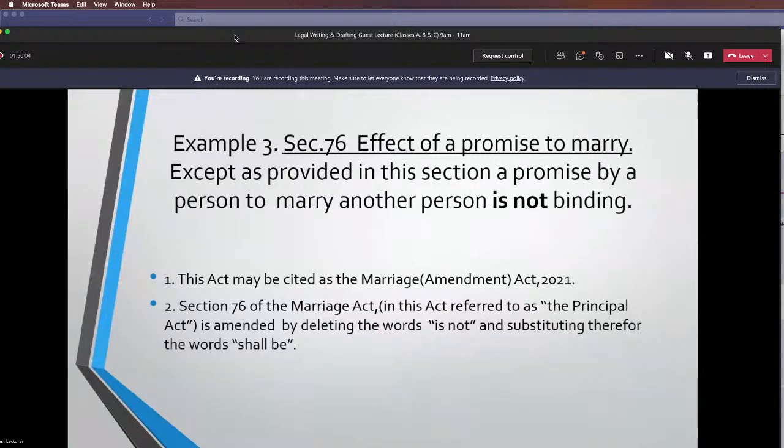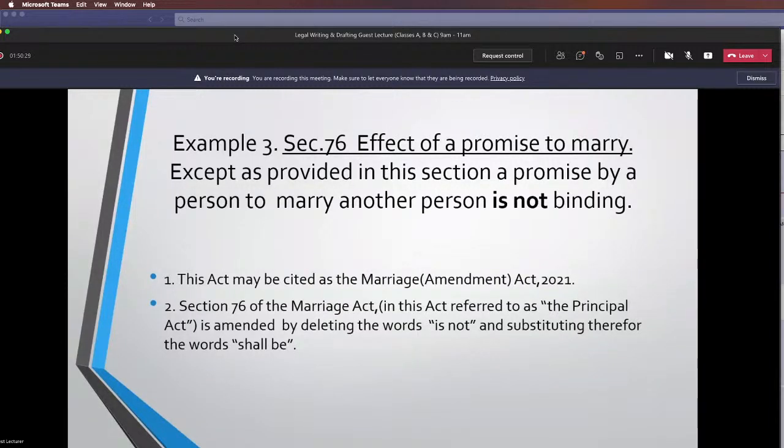The provision says, except as provided in this section, a promise by a person to marry another person is not binding. That is the law as it is. That is what the law says. I was saying at common law, there was a provision where a promise to marry is actually an offense somewhere.